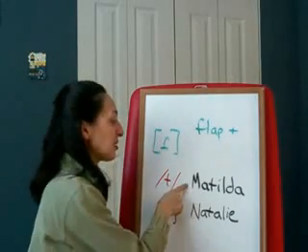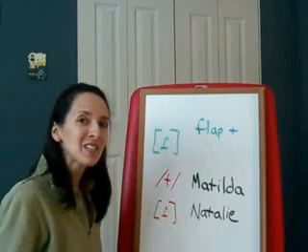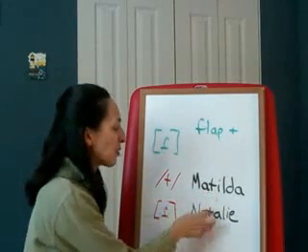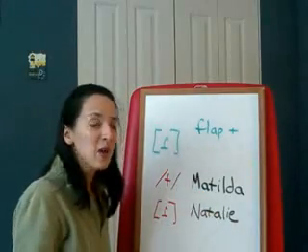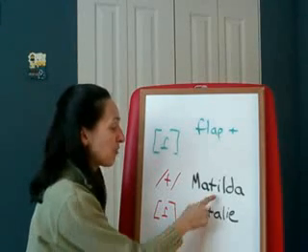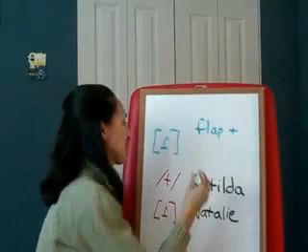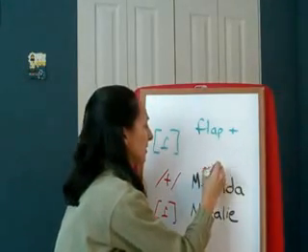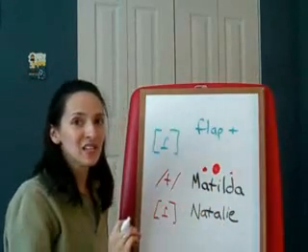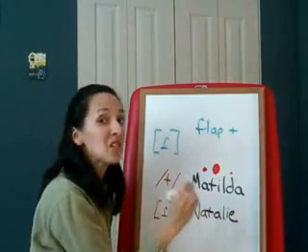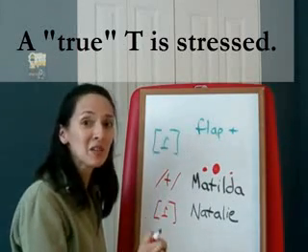Matilda, Natalie. Now, why? Why do we have two different T sounds in these two names? Both have T in the middle, and both have vowel sounds surrounding that T. We have a vowel sound before and a vowel sound after. The difference is in stress. Watch this. This name is Matilda. Stress on the second syllable, Matilda. The T is stressed, so we have a true T sound.